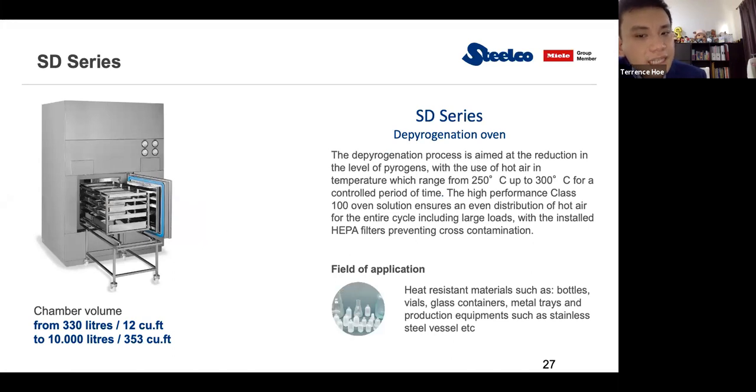So this is a depyrogenation oven. Okay, this is very important. It utilizes hot air at a temperature range between 250 degrees Celsius to 300 degrees Celsius for a controlled period of time. So it's considered a class 100 oven solution. Of course, you need to keep all the air in and out clean, so you have HEPA filters for this. Because the air needs to be heated, the air needs to be clean. So the air will be filtered through HEPA filters and then heated up to this temperature, to sanitize or sterilize the vials, empty vials, all these metal trays, glass containers, etc.